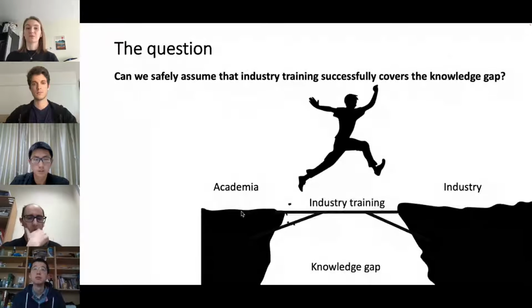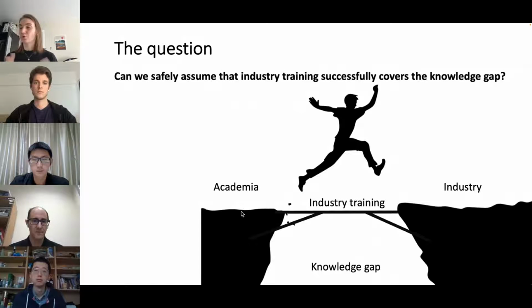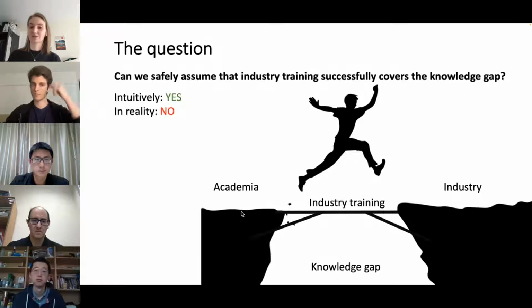Can we safely assume that industry training successfully covers the knowledge gap? The onboarding, all the practical tasks that people do in their jobs when they join the industry, probably should be able to cover this gap. So intuitively, the answer is yes, but the actual answer is no. Even though professionals are more experienced, they still make the same mistakes the students make.